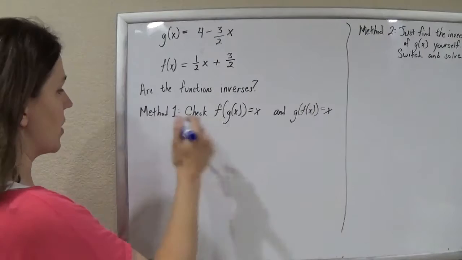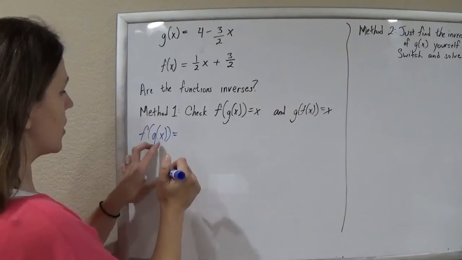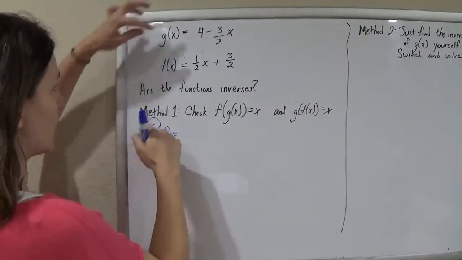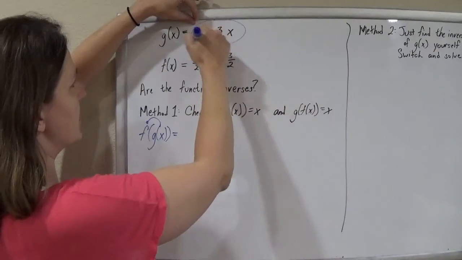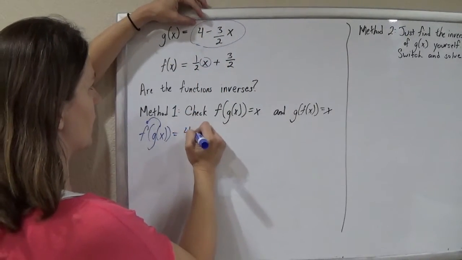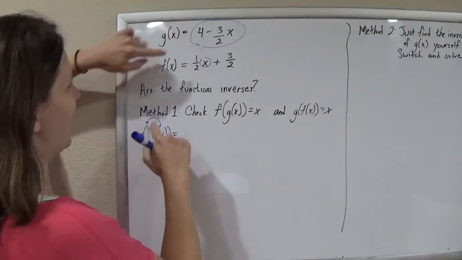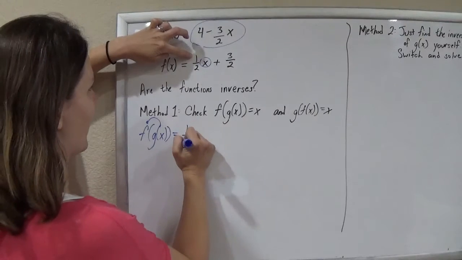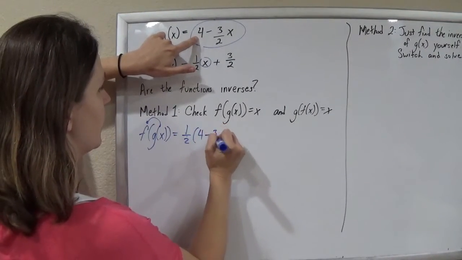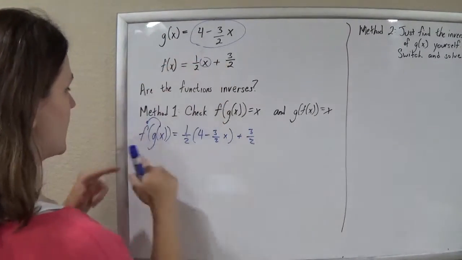So let's test. I'll test f of g of x first. So I'm going to put g into f. I'm going to put this guy in everywhere I see an x there. So I'm going to have 4, oops, what am I doing? This one into that one. So it's going to be 1/2, and then instead of writing x, I'm just going to put in g of x, and then I'm going to add that 3/2. So that's f of g of x.